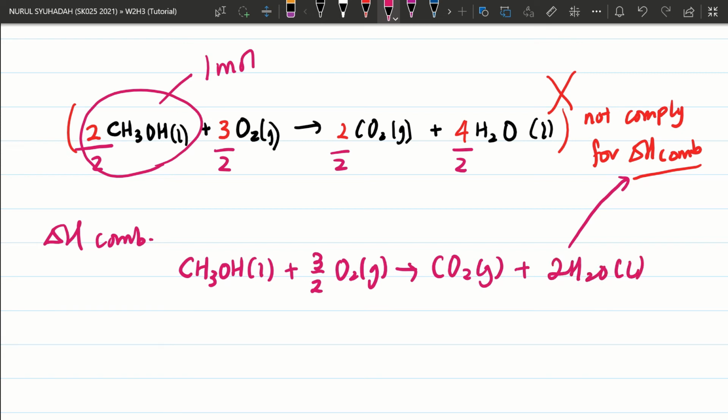The one that I wrote in purple color over here is the correct equation for delta H combustion. The one that I wrote just now is not correct because the substance is not 1 mole. So please remember your chemical equation is based on the definition. Check which substance needs to be 1 mole.